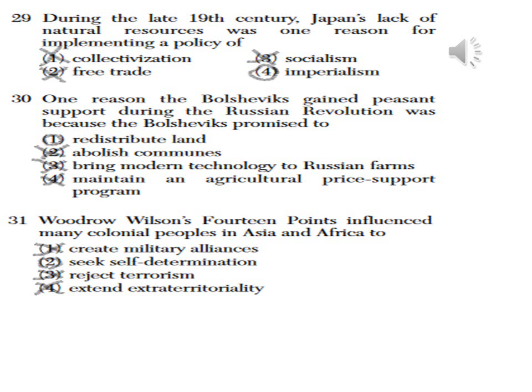So Woodrow Wilson, because Woodrow Wilson was a U.S. president, so his 14 points influenced many colonial peoples in Asia and Africa to do what? Is it to create military alliances? That's the wrong answer. No. Seek self-determination, which is number 2. Number 3, reject terrorism. 4, extend extraterritoriality. Let's see.